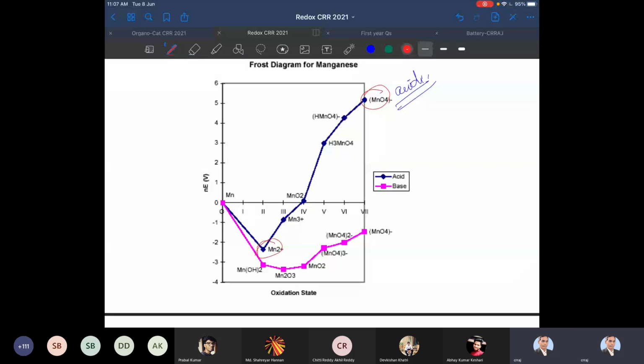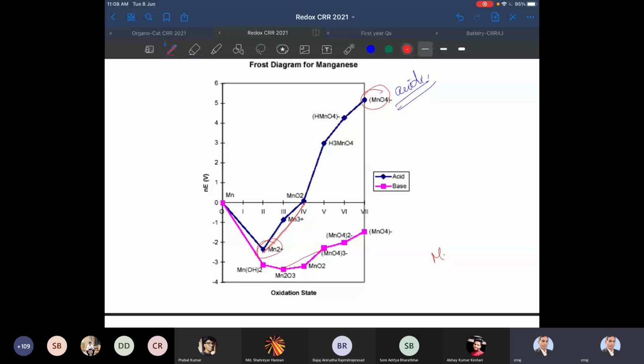Abhay Kumar, you said something. Mn3 plus undergoes a disproportionation reaction to MnO2 and Mn2 plus. Okay, he's talking about this one. Look carefully. So in basic medium, MnO2 is going to undergo comproportionation reaction. Mn2O3 and MnO4 3 minus go to Mn here.